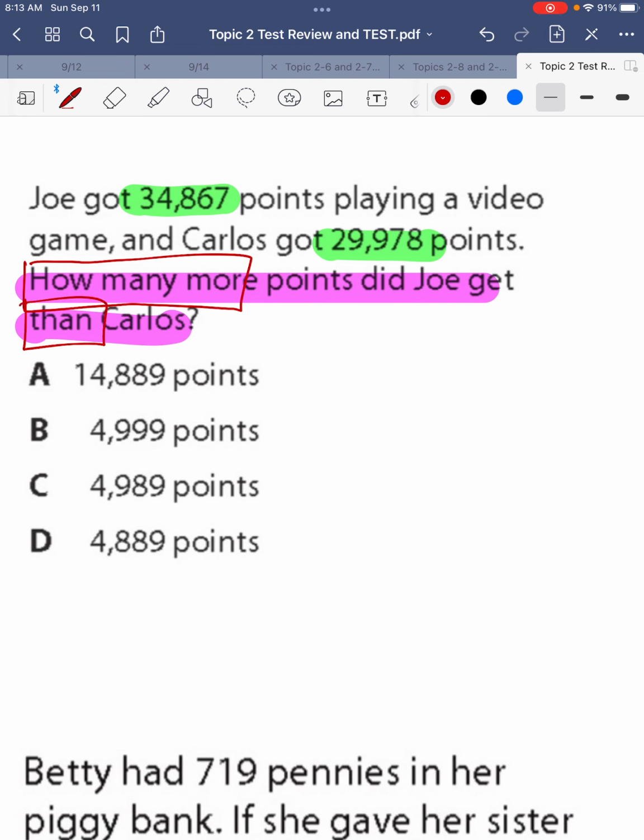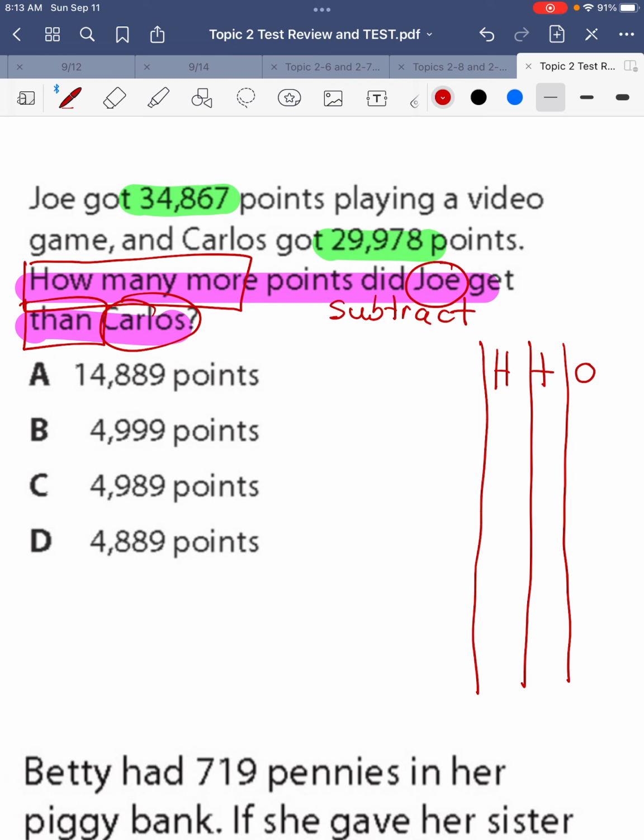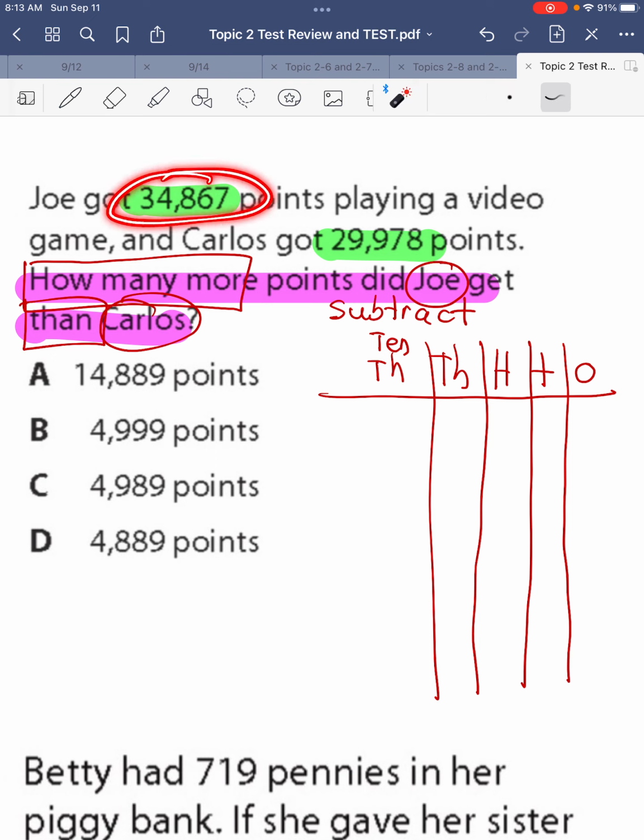If it says how many more, if it says then, if it's comparing two people, two things, Joe and Carlos, you're going to subtract. So again, I'm going to make my PVC chart. My numbers go up to the 10,000s. So I have my ones, tens, hundreds, thousands, and then I have my 10,000. And you just plug my numbers in. So remember, when you're subtracting, biggest number goes on top.